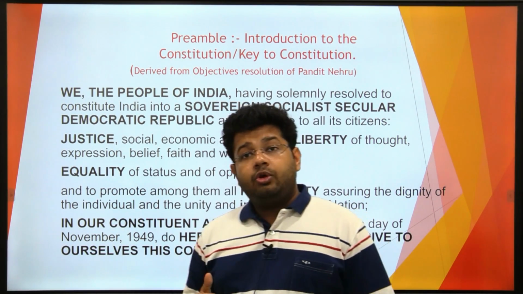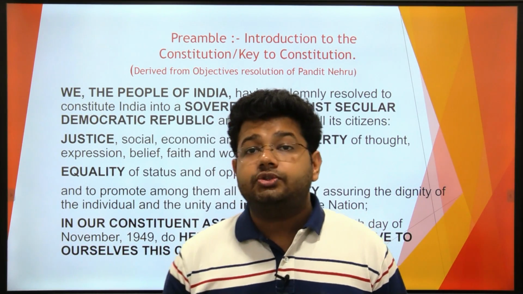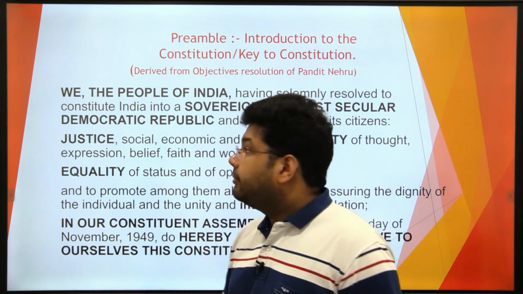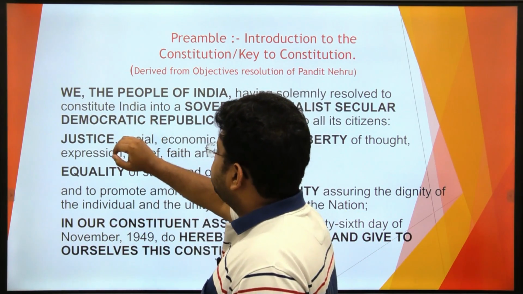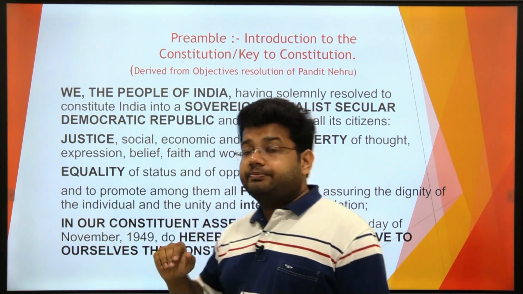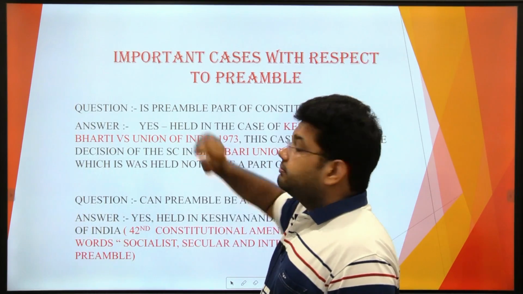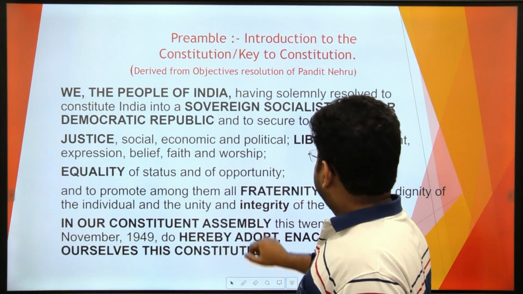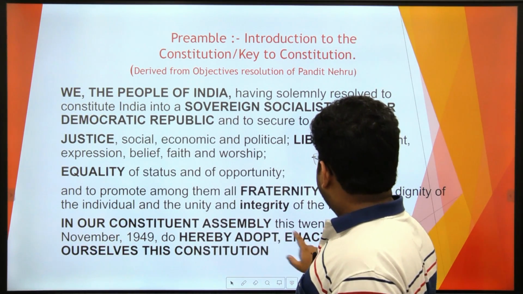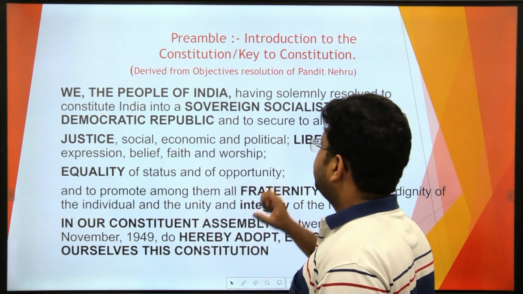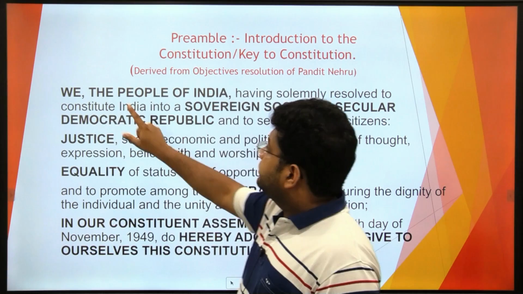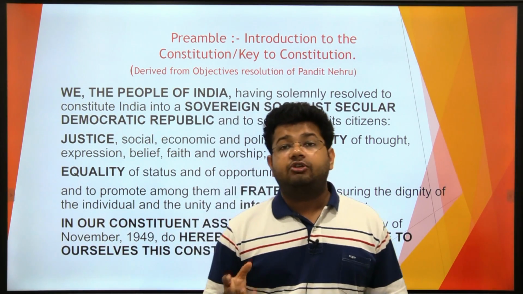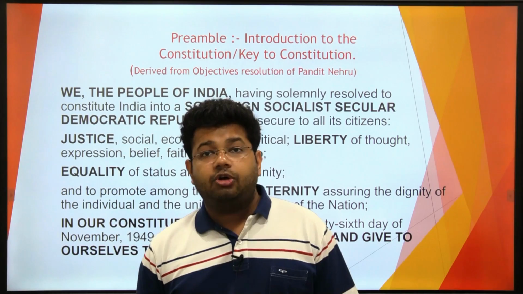Number 1, what is the source of authority of the Constitution? By reading the very first line, we get the answer of it. We the people of India. Now come to the last line. Adopt, enact and give to ourselves this Constitution. From the first and the last line, we get to know from where the Constitution derives its authority.